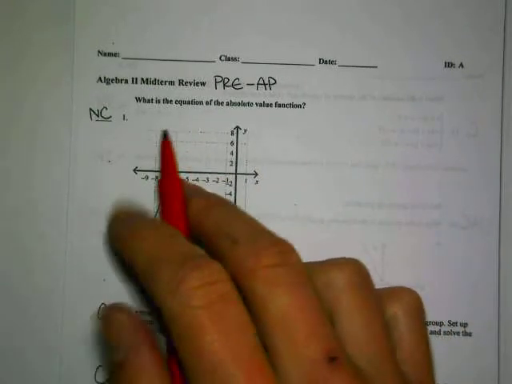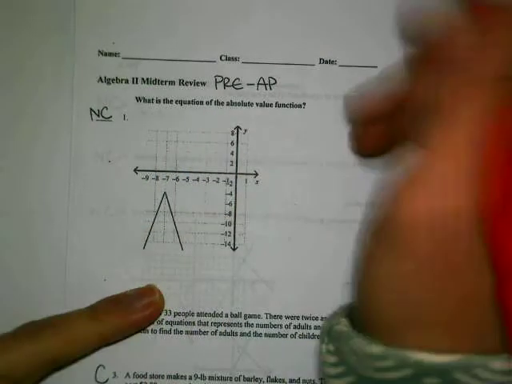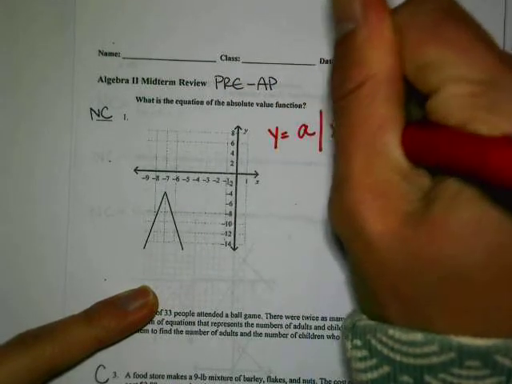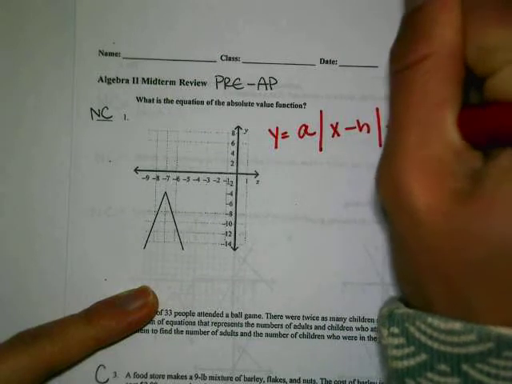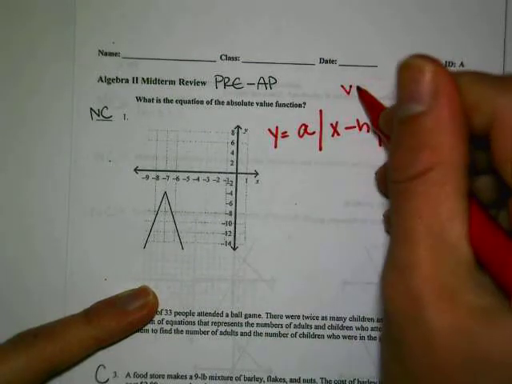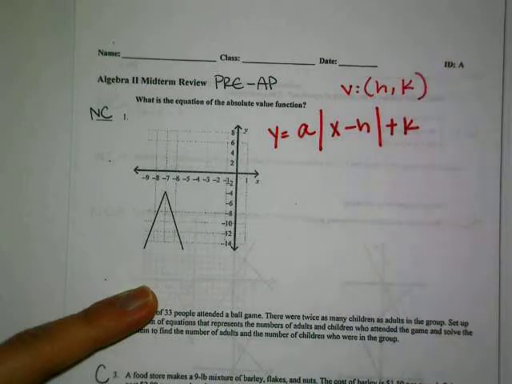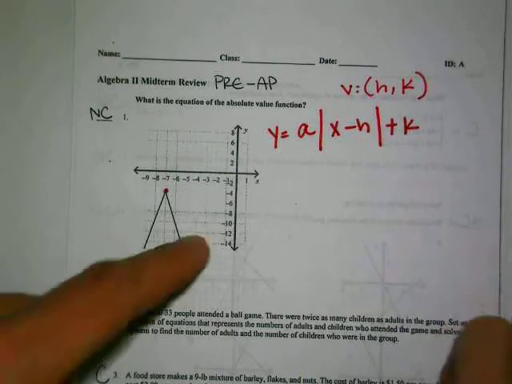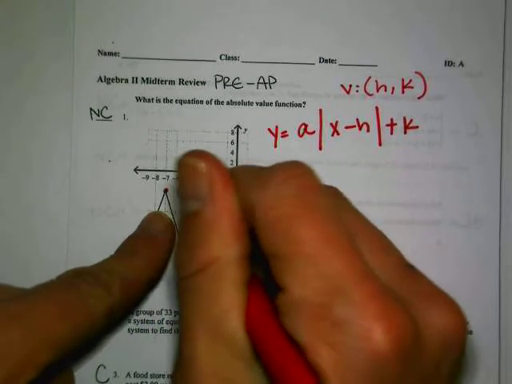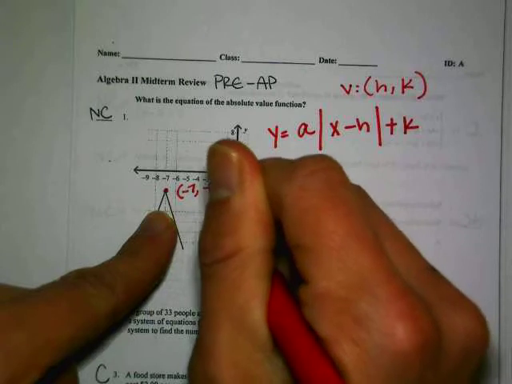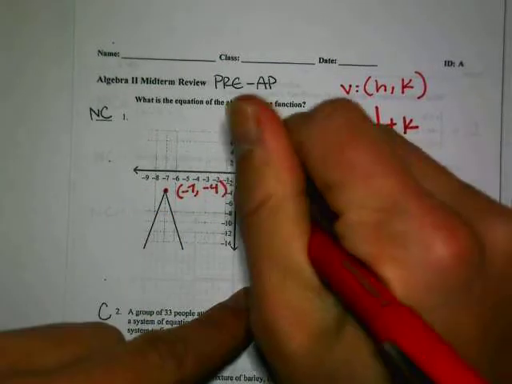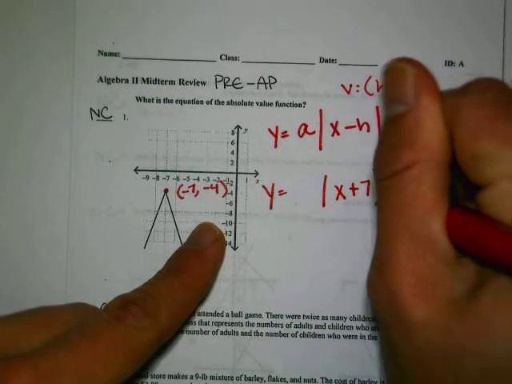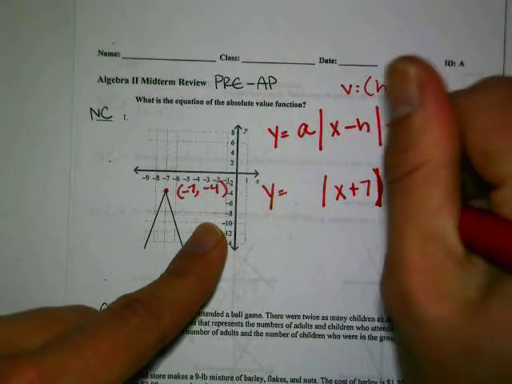Okay, on the first one, what is the equation of the absolute value function? For your absolute value function, it is going to be in this form right here, where your vertex is your h and your k. Sorry. So your vertex here is -7, -4. When I put it into my function, the inside is always going to change. So the inside, oops, that's supposed to be a line, is +7, -4.